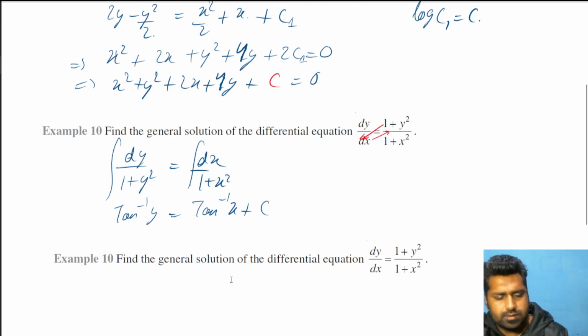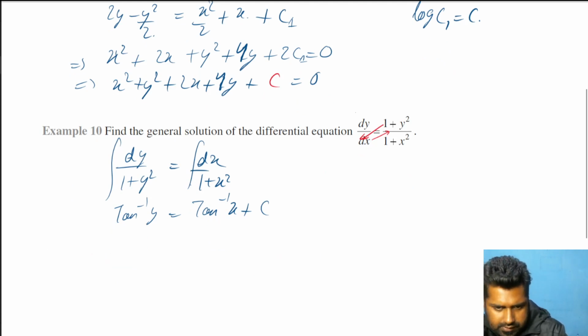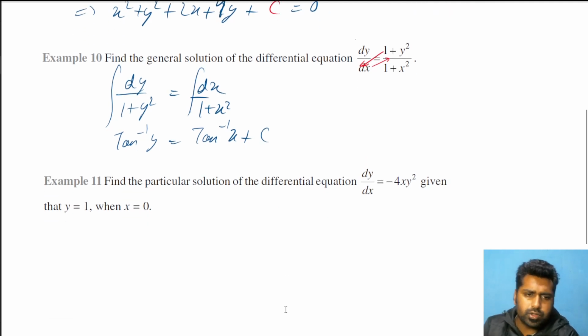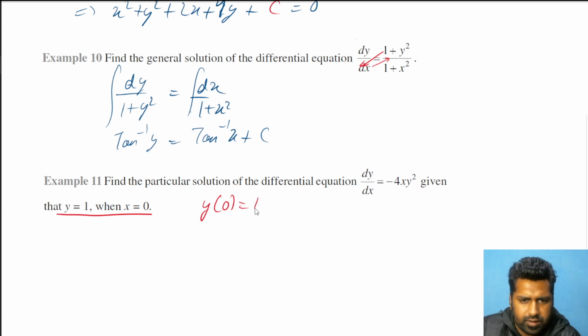The question says... So this time he is asking for a particular solution. Now in a particular solution, usually they will give you a condition. What is this condition? When y is 1 when x is 0. Sometimes it is written as y of 0 is 1. Try to read this carefully, because when it's written like this, students get confused. It's y of 0 is 1. That means the value of y is 1 when x is 0. This is the same thing.